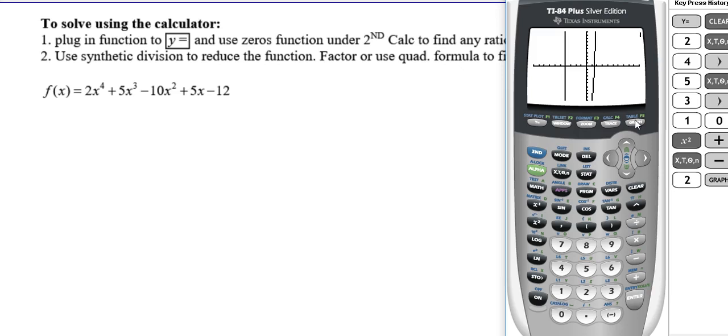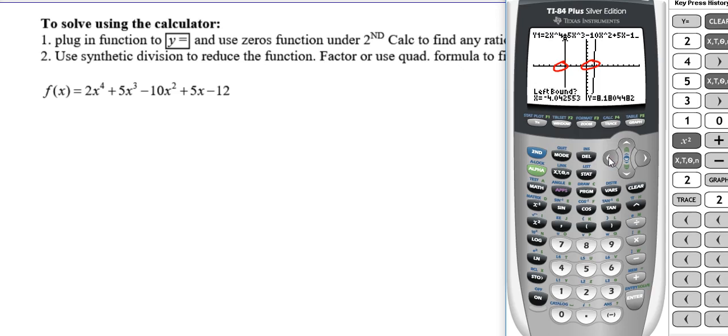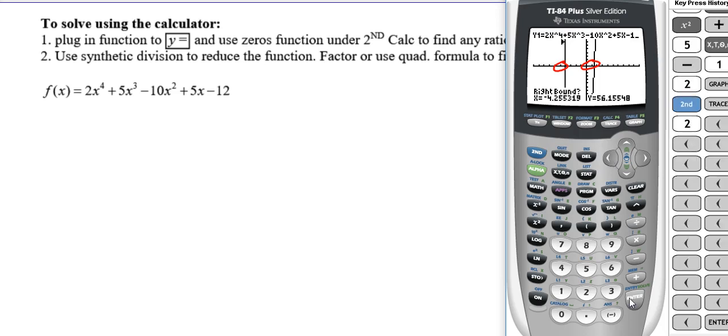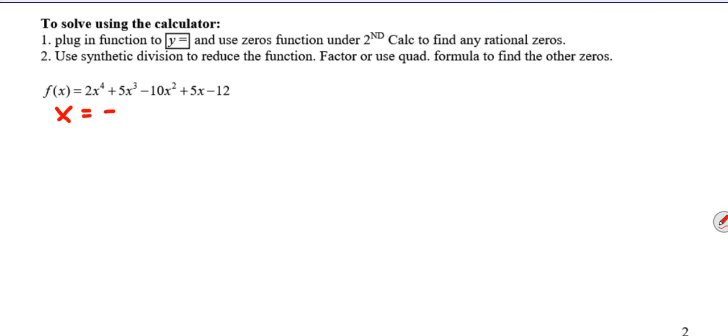All right, and now just take a quick look at the graph, and I can see clearly that it crosses right there. There are 2 of my 4 real zeros. So how do I figure out what those are? Well, use second calc 0, right? Come on over here to left bound it, right? And there's my first 0. So I know that x equals -4.